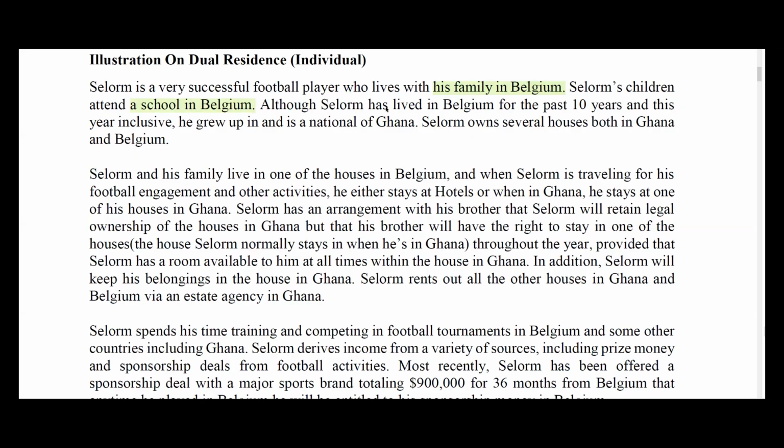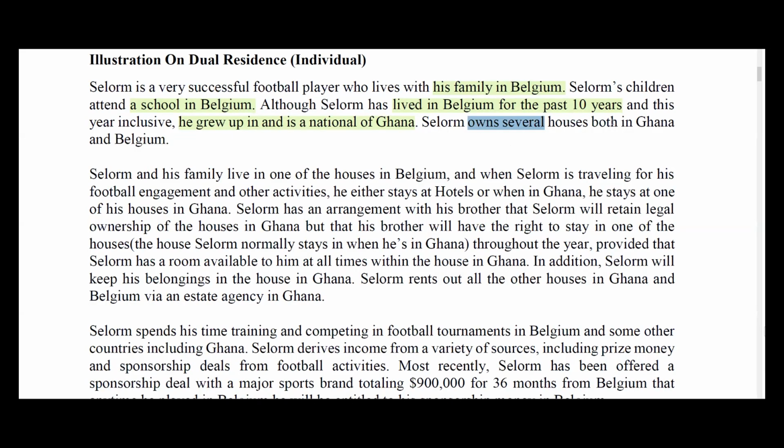Although Selom has lived in Belgium for the past 10 years. What does this tell us? Lived in Belgium for the past 10 years. Yes, Ruby. Habitual abode. Habitual abode. Okay, I'll take it. And this year inclusive. He grew up in and is a national of Ghana. Nationality. Okay.